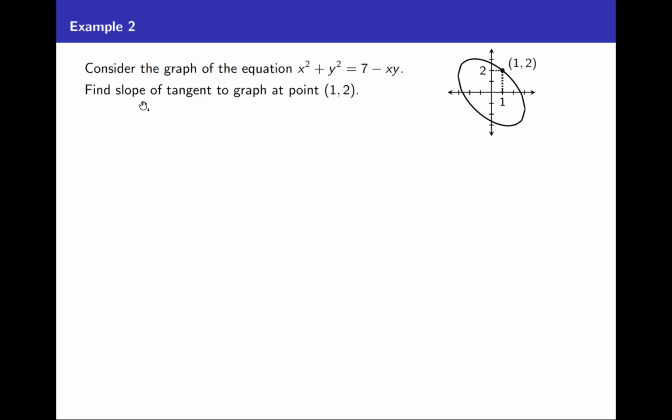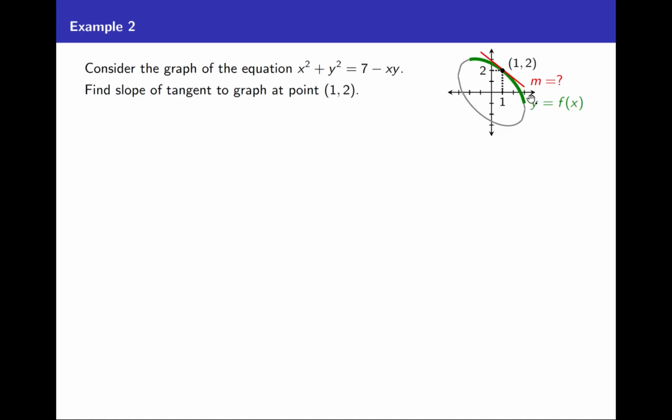So the question that we'll answer in this example is to find the slope of the tangent to the graph at this point, (1, 2). So here's the tangent line. The question is, what is its slope? Looks like the slope is definitely negative, somewhere close to -1. But let's find exactly. We'll use implicit differentiation to find the slope.